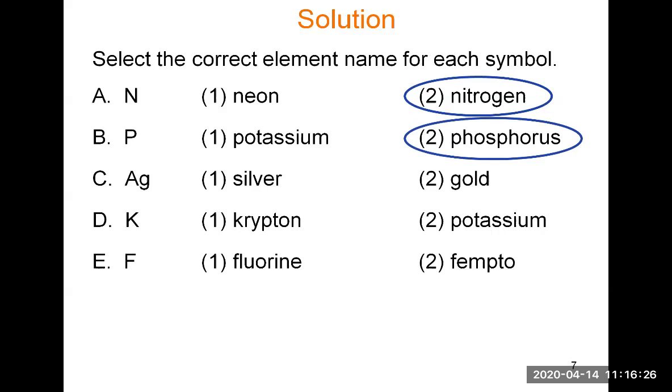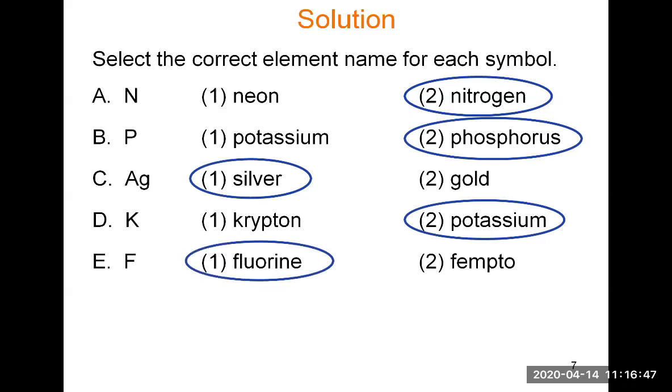Ag is silver. Ag comes from the Latin argentum, so that's why it's Ag. K is potassium. Krypton has the symbol Kr. And then F is fluorine. Femto is actually not an existing element. It's a made-up word here.